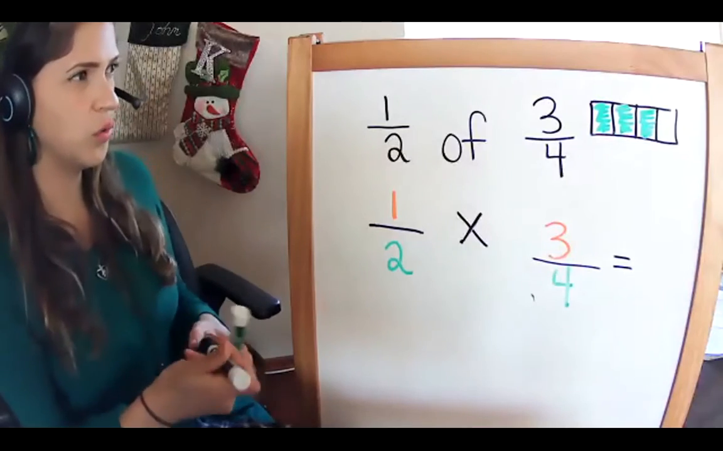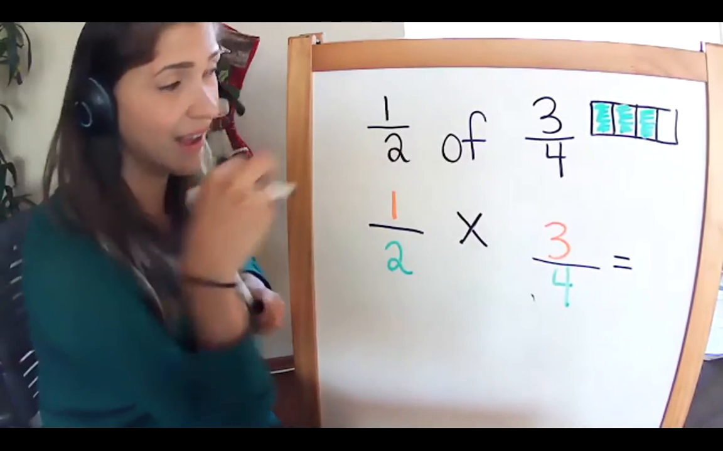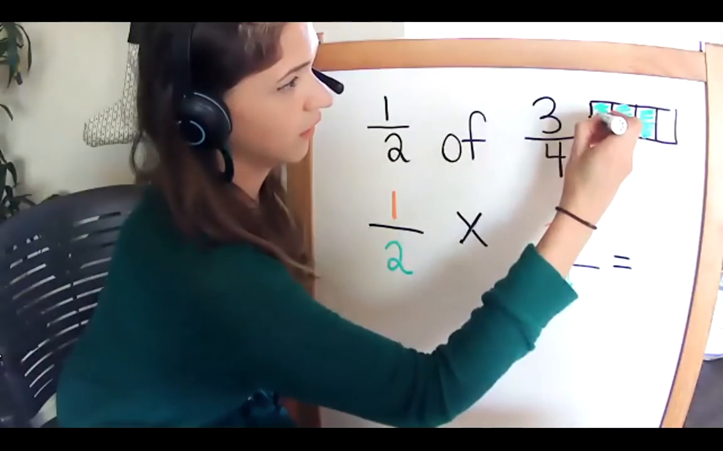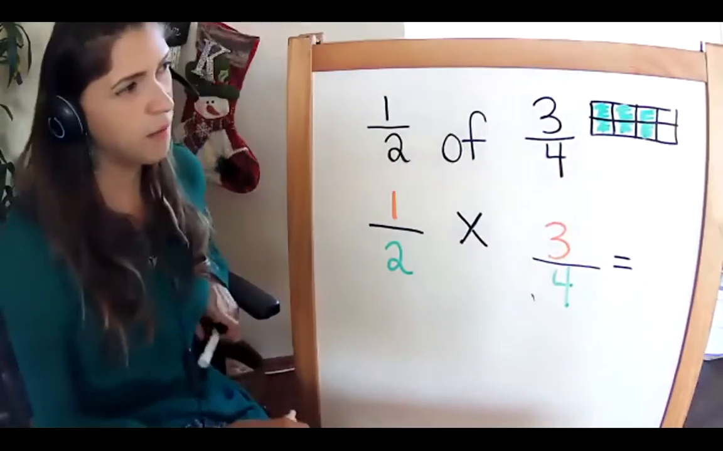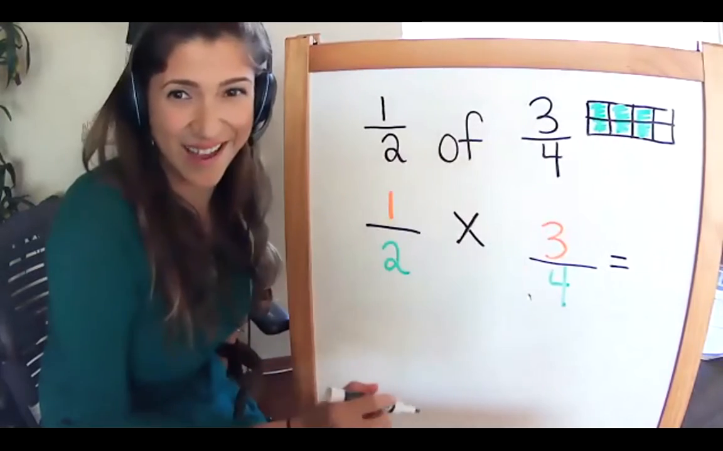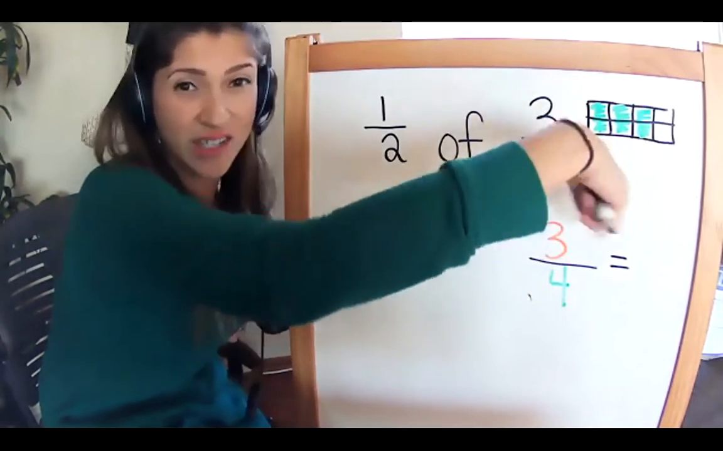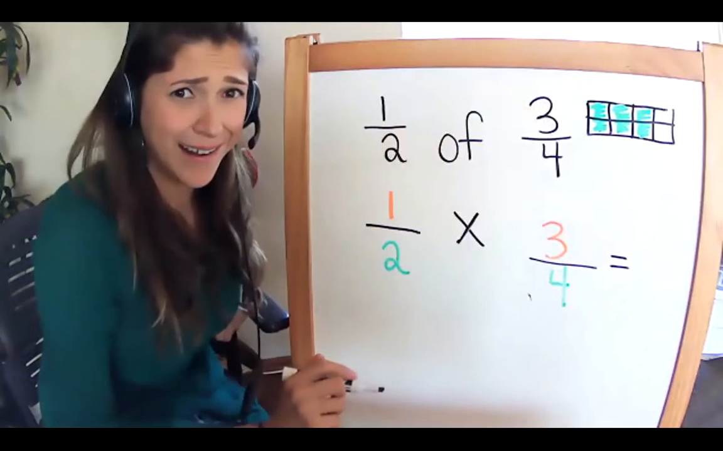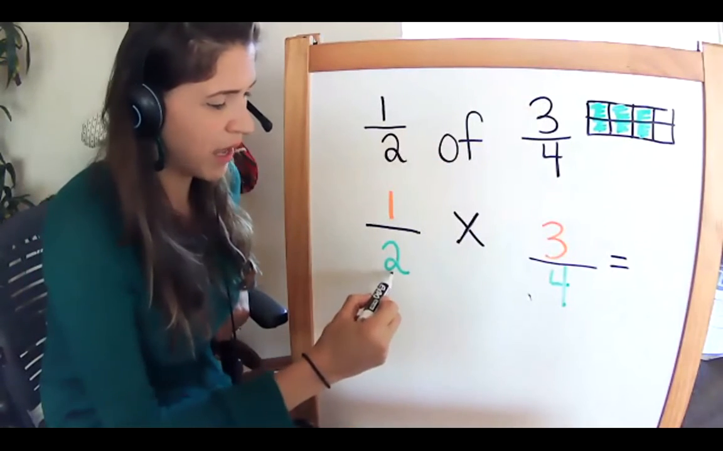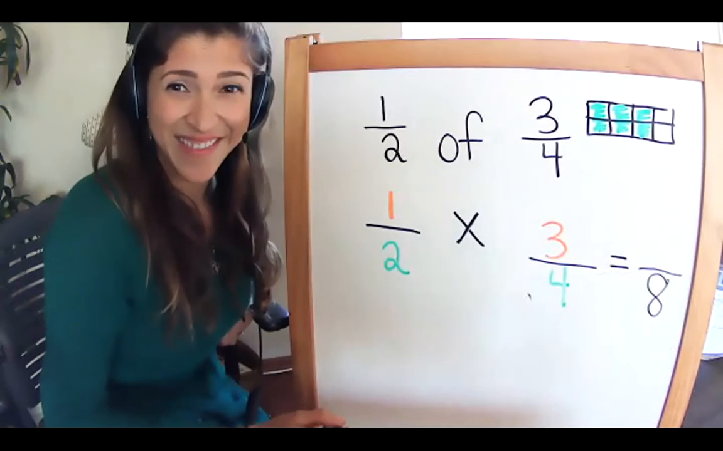If I were to split those quarters into halves, how many pieces would I have all together? I split the fourths into halves. 6. Okay, but how many all together? 8. So didn't I have to multiply 2 times 4 to get 8? Oh, I get it now.